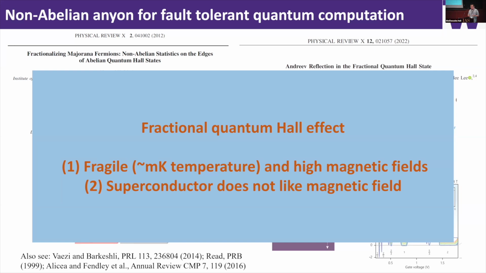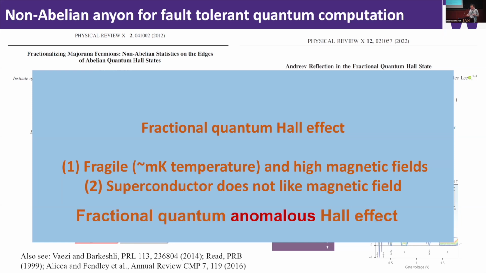So to overcome this challenge, we would like to realize this fractional quantized Hall effect at higher temperatures and without applying a magnetic field. So that's what I'm going to talk to you about today: the fractional quantum anomalous Hall effect. To realize this FQH effect, we need a strong interaction in the system. We need a band to be topological, and we need to spontaneously break time reversal symmetry, which is a spontaneous magnetic order in the system.